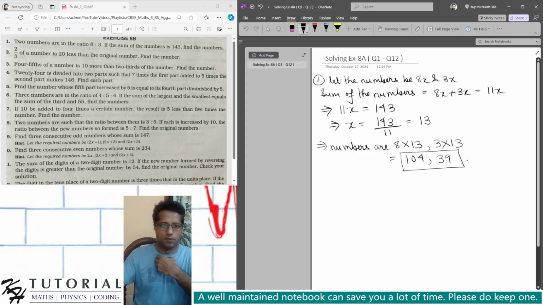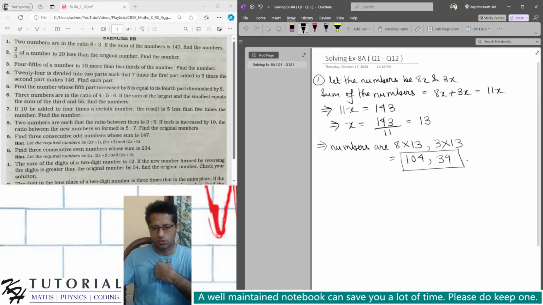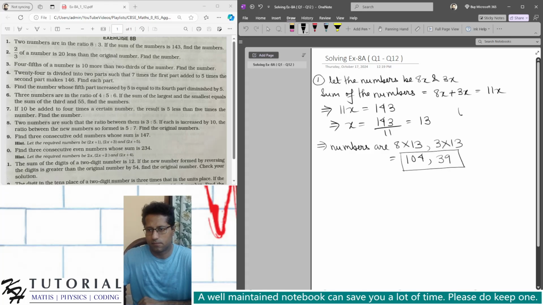In this kind of problem, applying linear equations to solve real world problems, there are three major steps. The first step is understanding the problem statement. It is very, very important. You have to understand clearly what the problem is, what information it has given, and what information it is asking for.